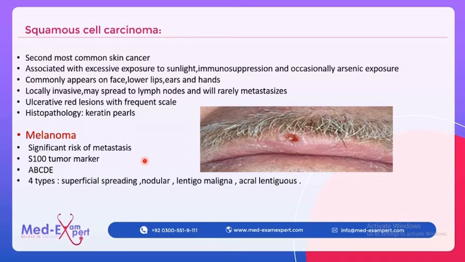Now melanoma has four types. Superficial spreading, as its name suggests, is spreading along the skin. Okay. Nodular is growing above the skin. Okay. So superficial is spreading along the skin, nodular is growing above the skin, whereas lentigo maligna and acral lentiginous are growing above as well as under the skin.